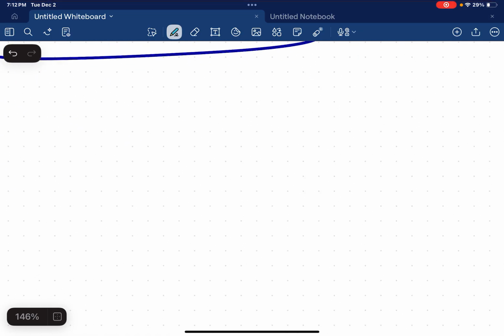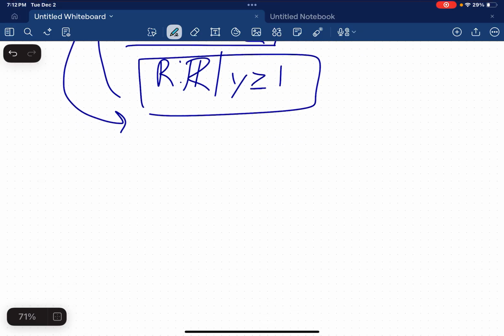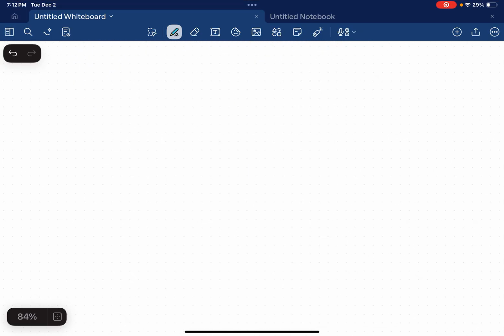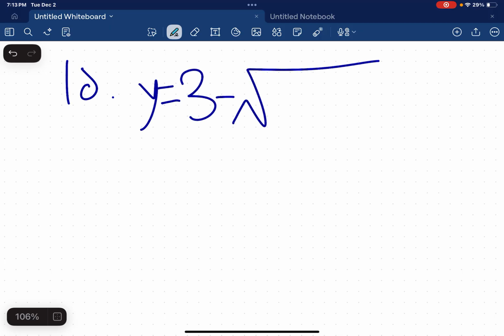Okay, on to number 4. Well, I guess I'm marking these as like 1, 2, 3, 4. They're not technically that. They're 1b, c, d, and this is going to be 1d. So I'll start doing that. We have y is equal to 3 minus the square root of 2x plus 1. All right.